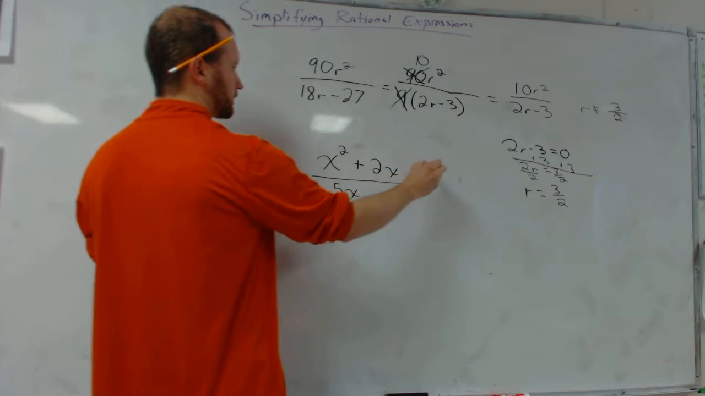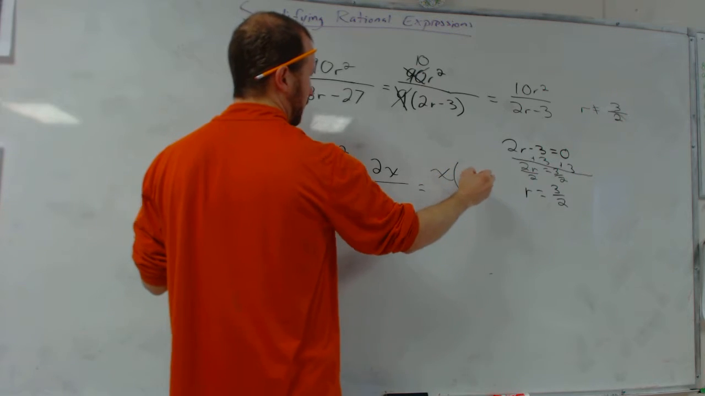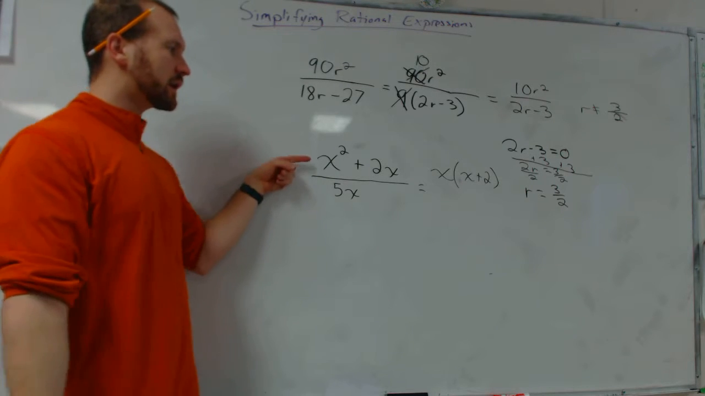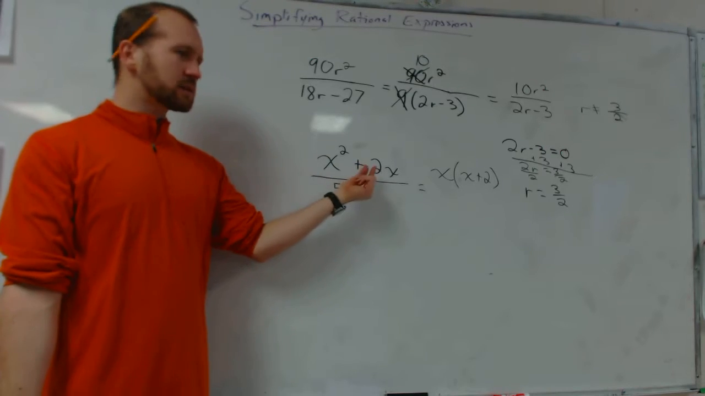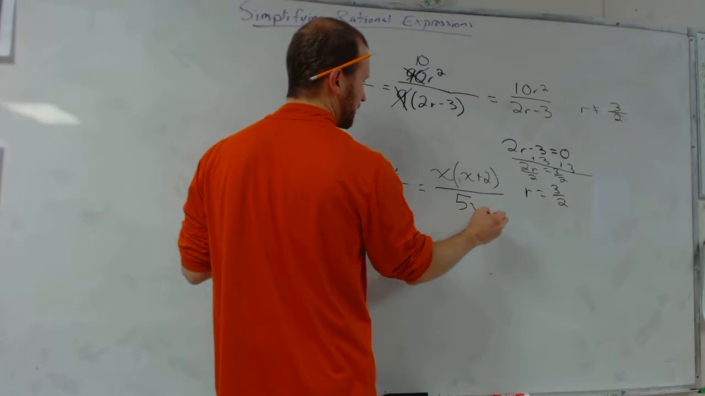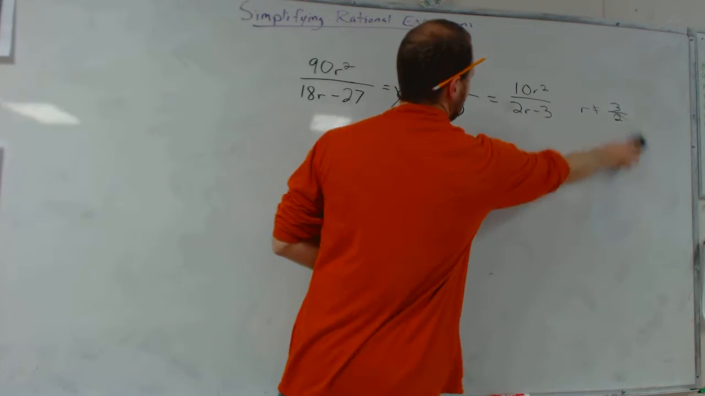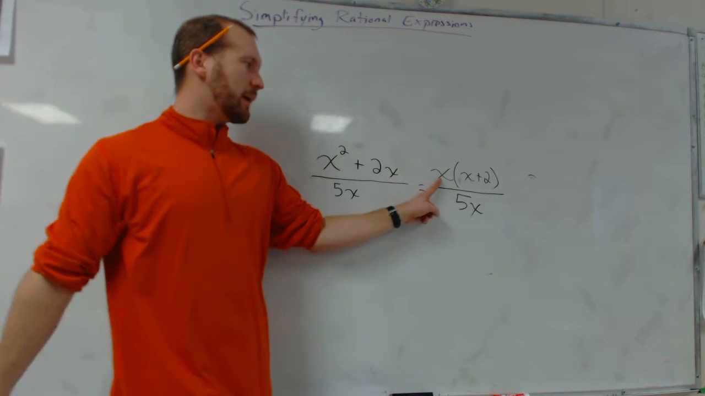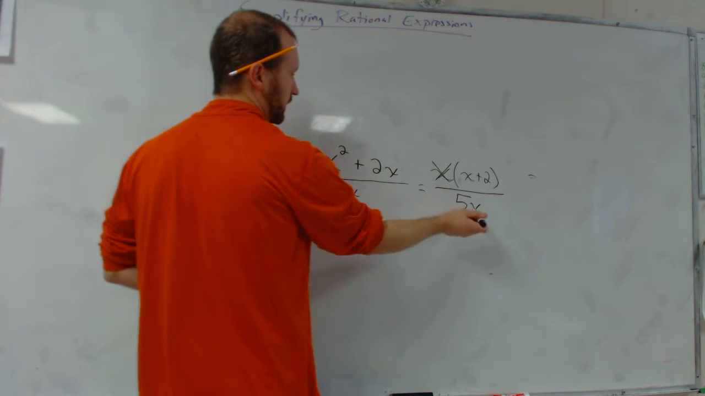X times x plus 2, yeah. So this is tricky because a lot of these factoring problems, especially on your homework, are just pulling out a greatest common factor. Over 5x. Now is there anything that I can cancel? X is a factor of the top now, right? So I can cancel this x here with this x down at the bottom.